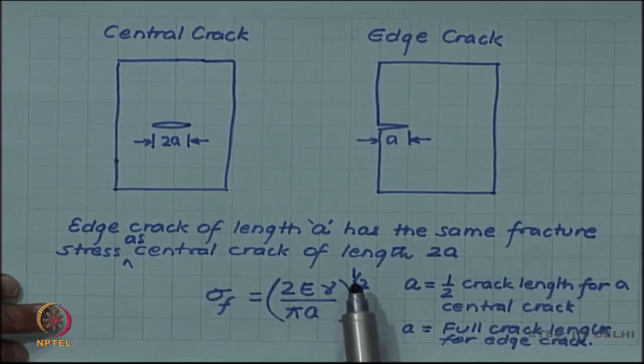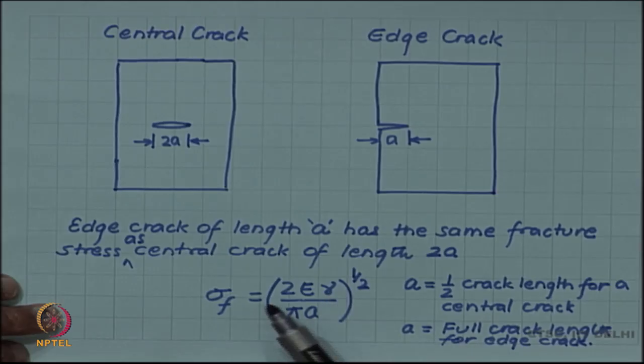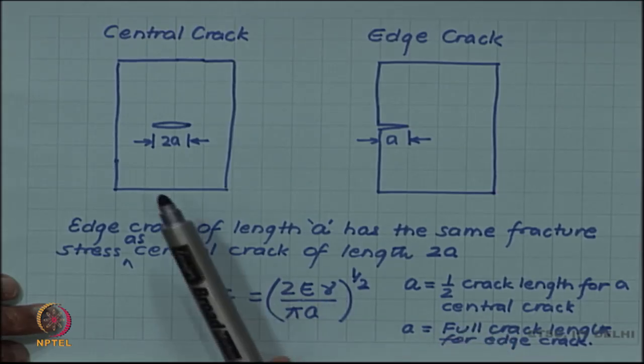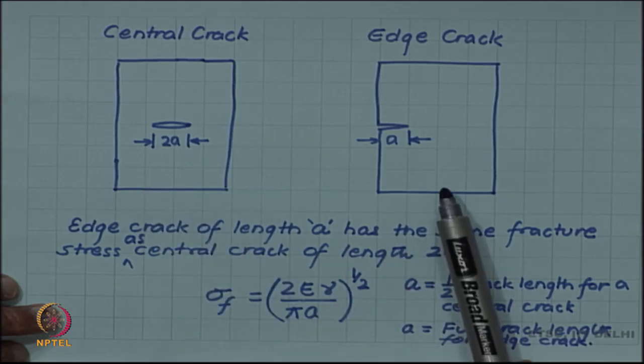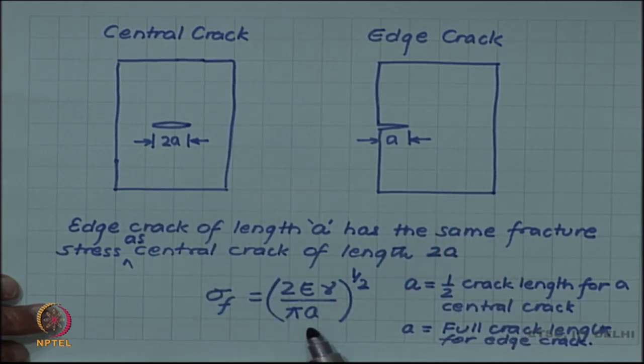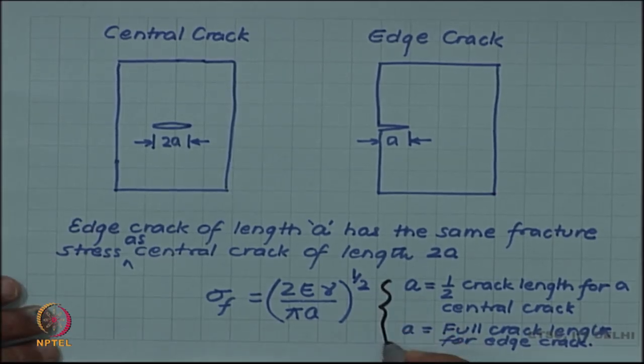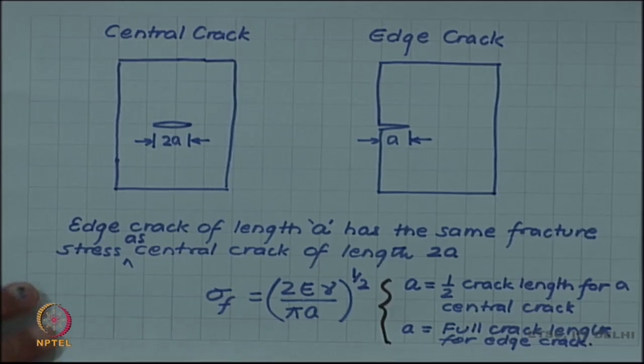So, we can use the Griffith's formula sigma f is equal to square root of 2 E gamma by pi a, for either the central crack or the edge crack. Only the interpretation for a will change, and a will be interpreted as half crack length if it is a central crack, but it will be full crack length if it is the edge crack.